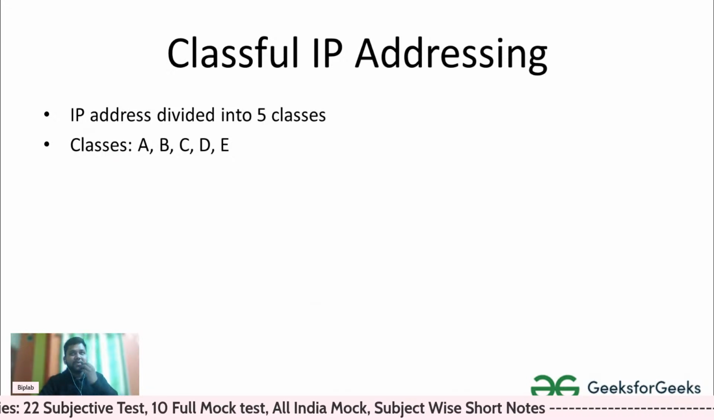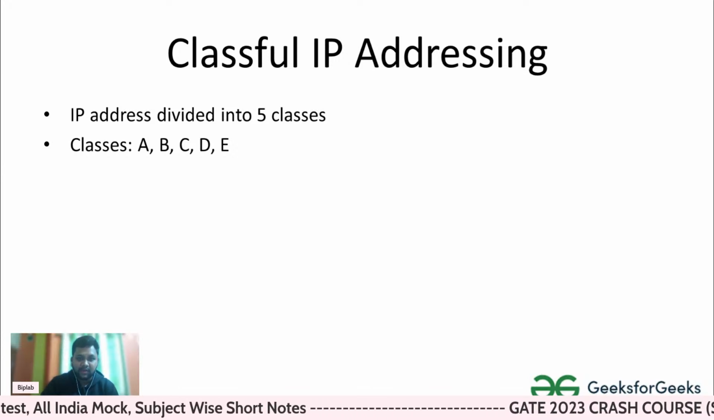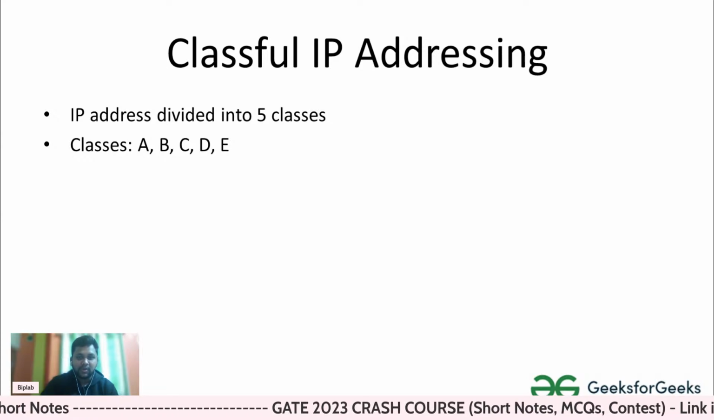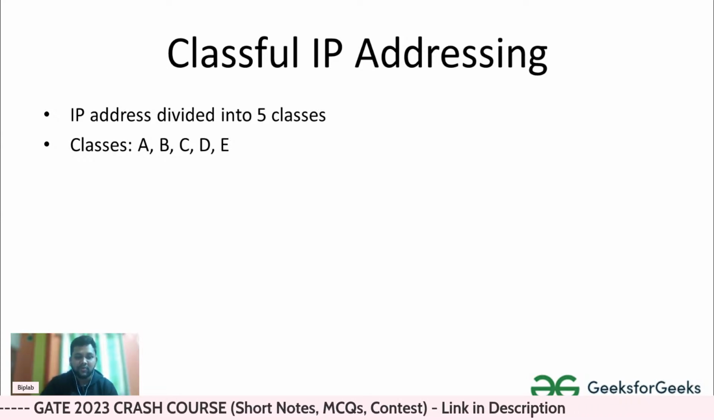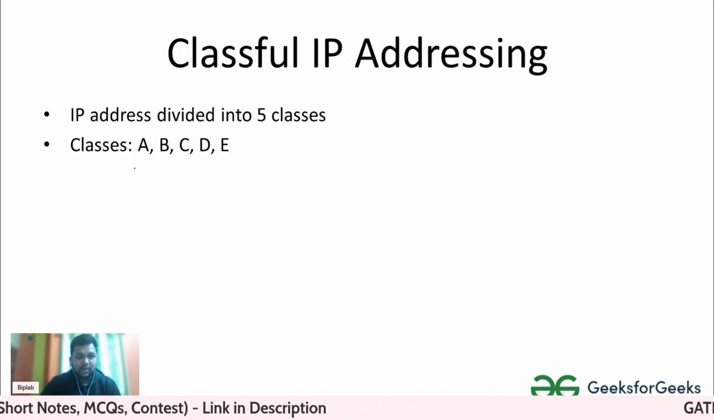Many previous year questions come from this classful IP addressing and subnet masking. This is a very important area in the whole networks subject; you get at least 10 to 12 marks. So this is a very important part. Let's understand it one by one.